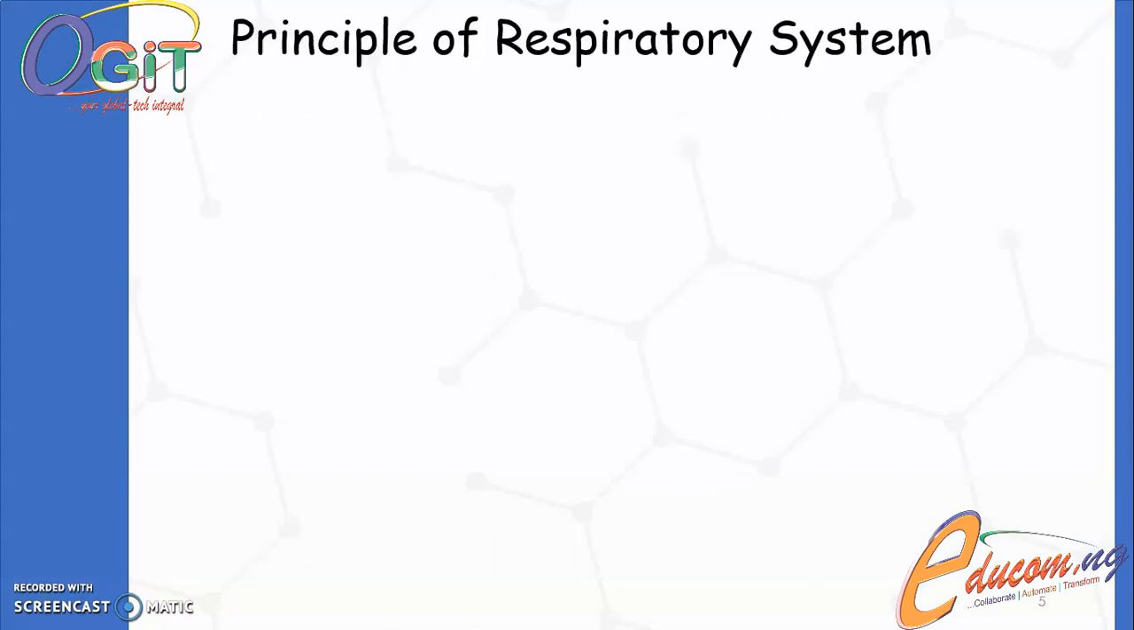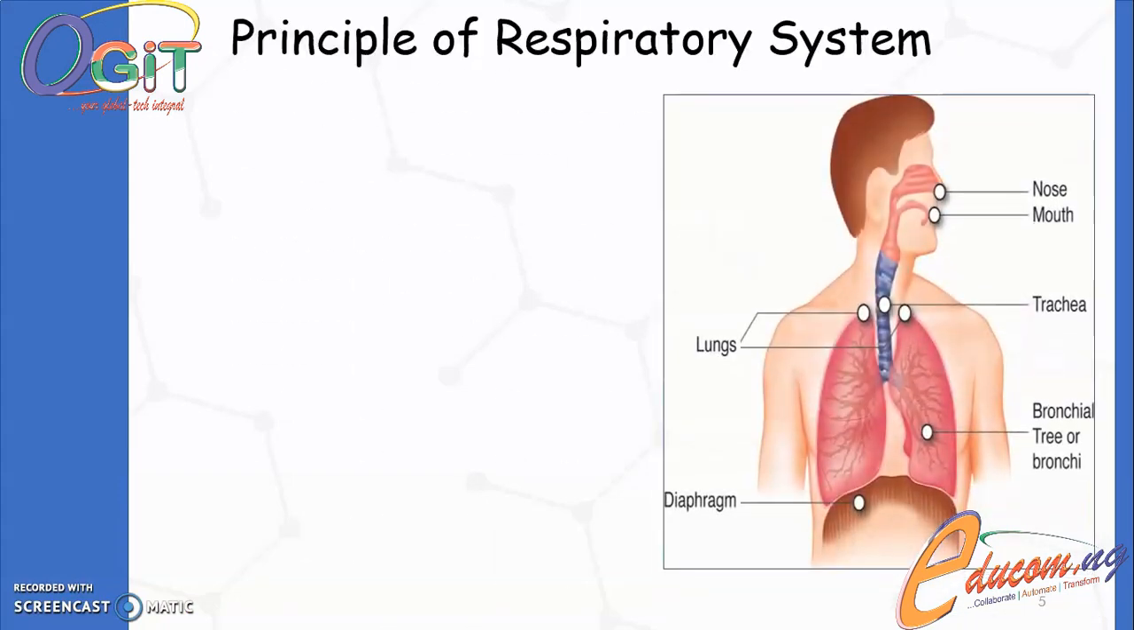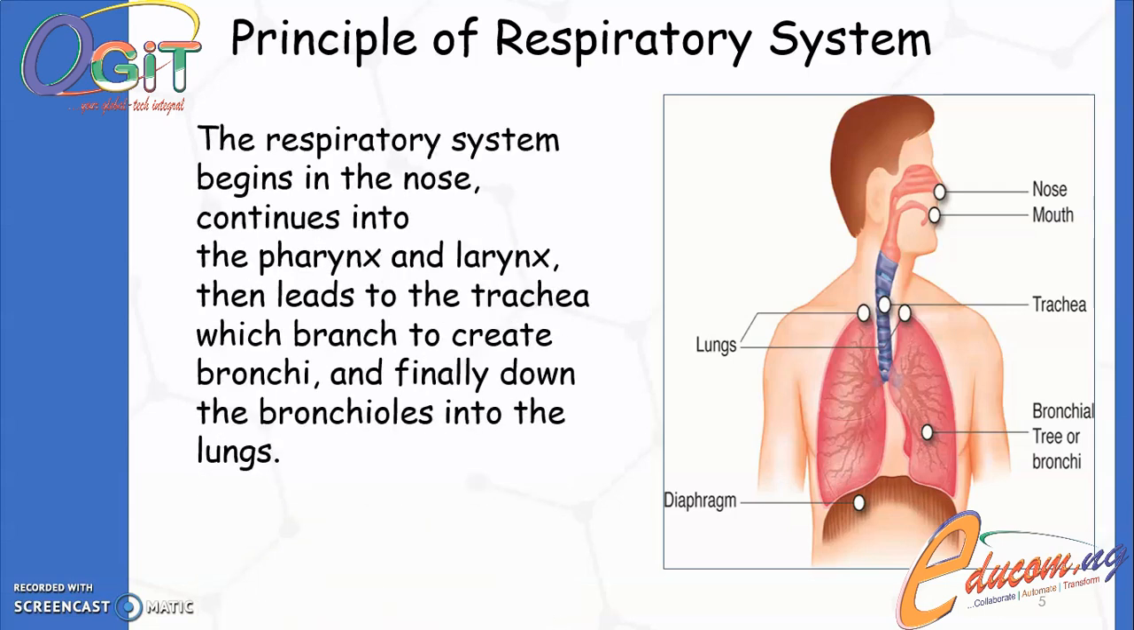Now moving forward to the principle of respiratory system. How does respiratory system work? What principle does it work on? The respiratory system begins in the nose and continues into the pharynx and larynx.